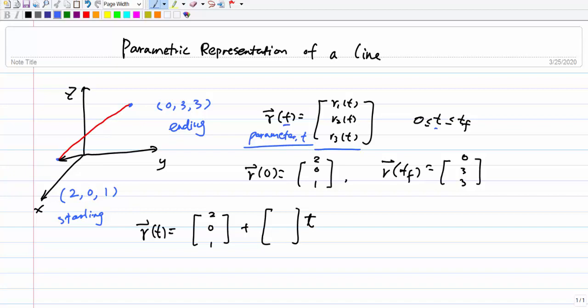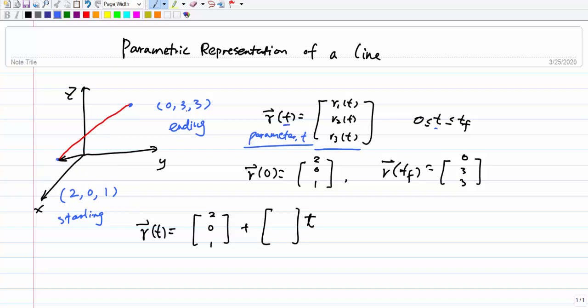Okay, in this video I'm going to talk about how to find a parametric representation of a line. To begin with, let's consider the line starting from (2, 1, 0) and ending at (0, 3, 3). You can change it, it doesn't necessarily start with these numbers. For example, start from this point (2, 0, 1).